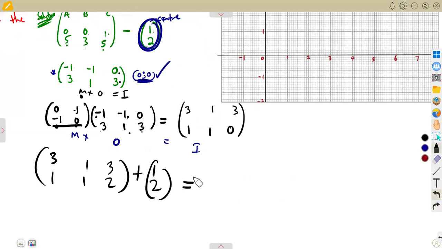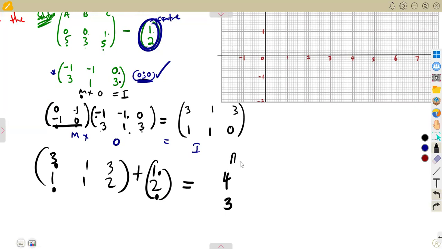This is now the exact image when the center is 1, 2. The exact image now. So that's 3 plus 1, which is a 4. 1 plus a 2, which is a 3. We move on. This is another point. So this is now our image. We are now obtaining the exact image.